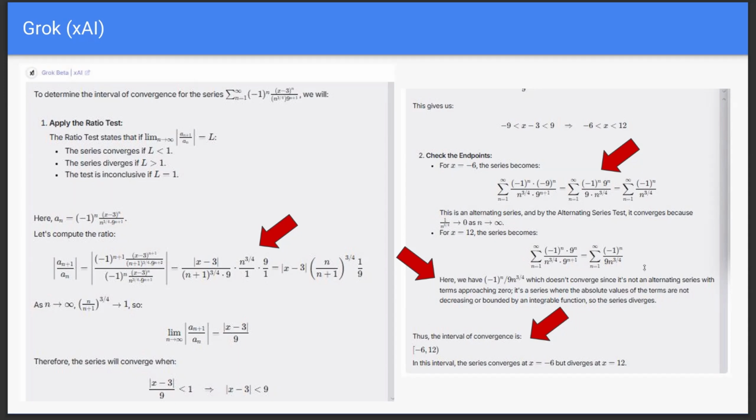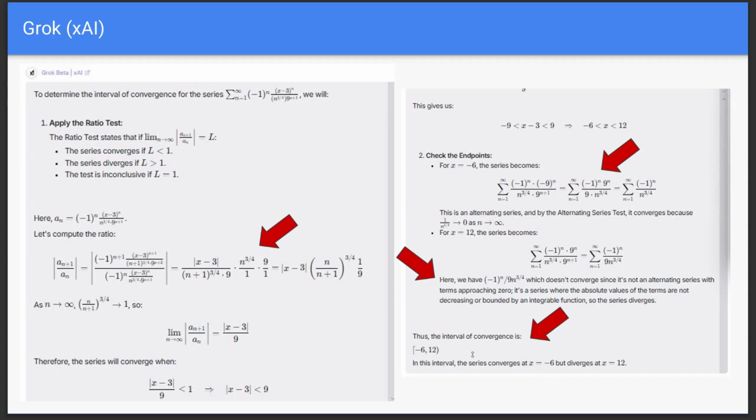Now in the second arrow on the right side, it gets the right thing on the inside, but it says it's not alternating, but it's clearly alternating, right? It's -1 to the n. So this is also incorrect. And therefore it gets to the wrong answer. It's very close to the right answer, but not quite the right one.